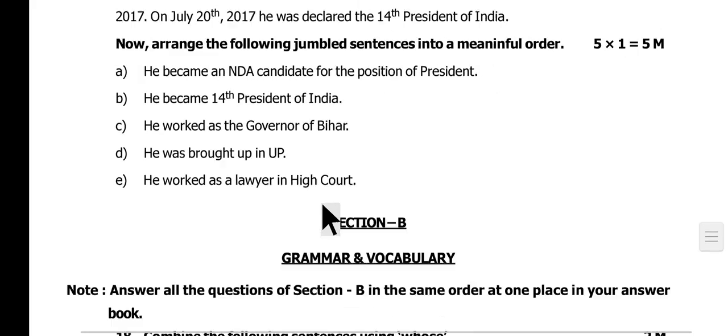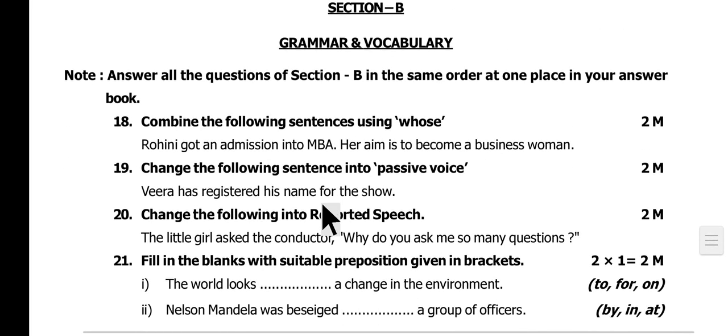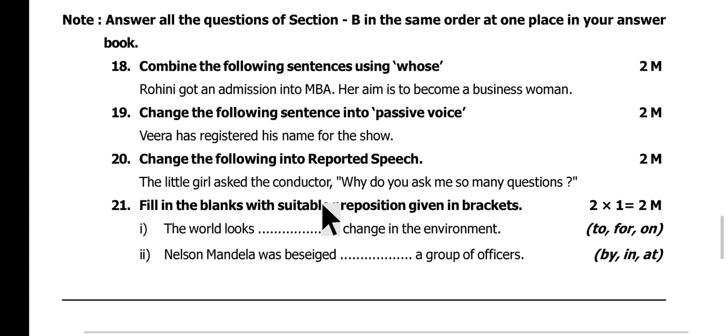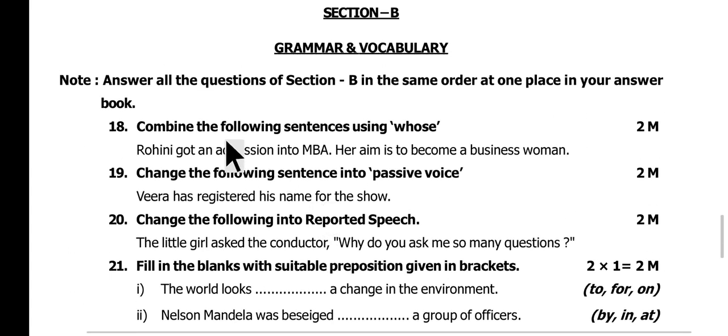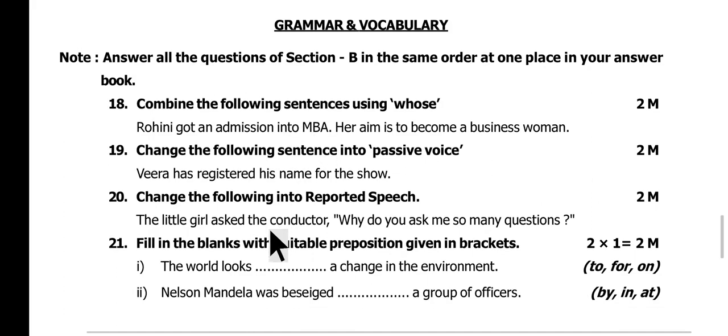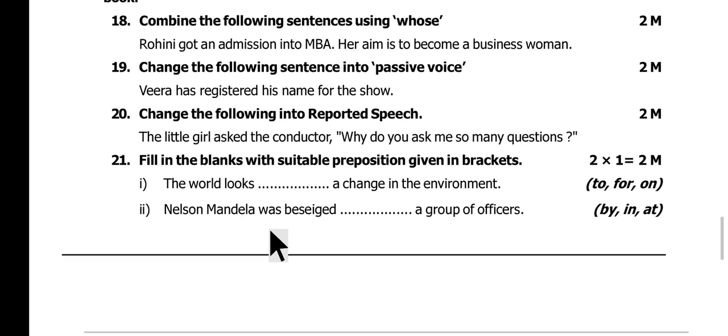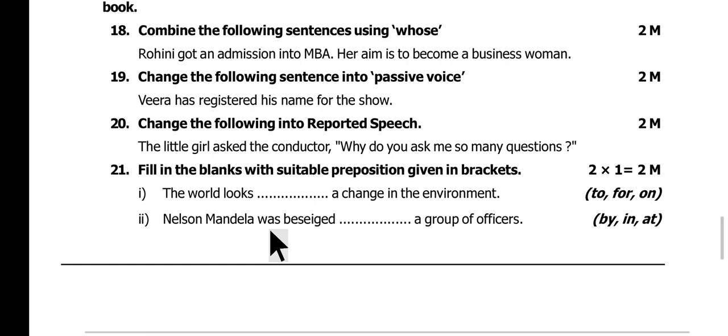Dear students, now let's move on to Section B of the question paper, titled Grammar and Vocabulary. Here we have combining sentences using whose, and changing the following sentence into passive voice, so it can be textual or non-textual as given in the blueprint. Changing the reported speech, the little girl, this third lesson of the, this is a textual testing of 21.